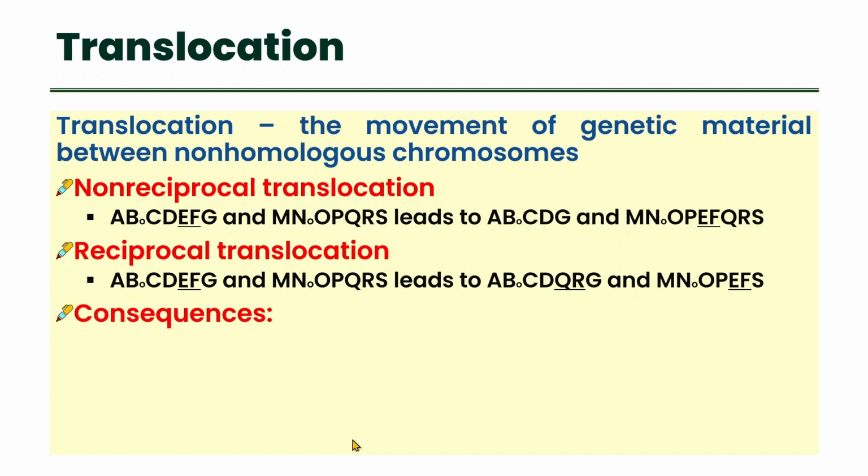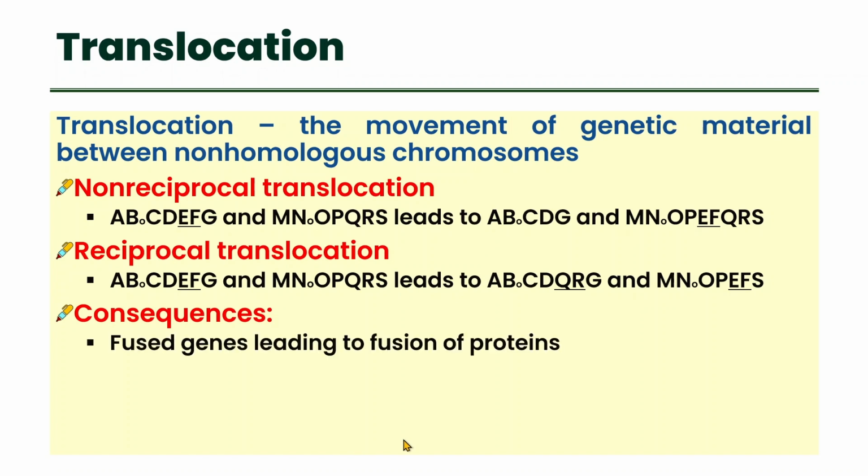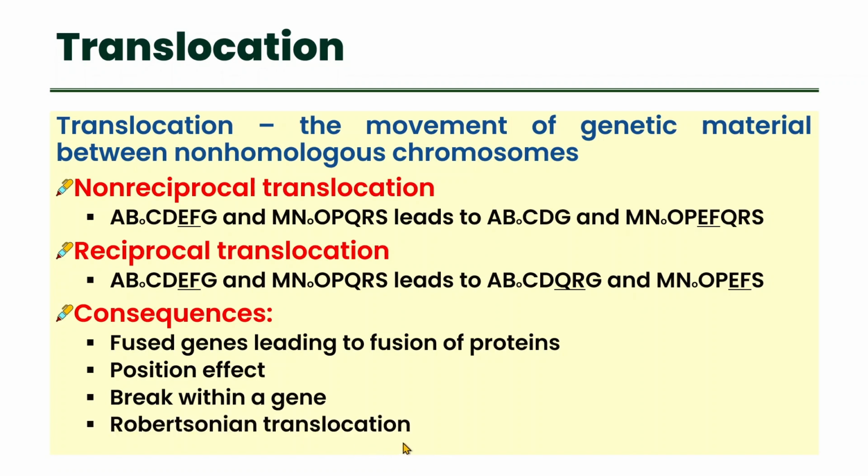These translocations can have several consequences. They may create fused genes that produce fusion proteins. They can cause position effect by altering gene expression, or they might break within a gene, disrupting its function. A special form called a Robertsonian translocation occurs when two acrocentric chromosomes fuse at their centromeres, forming one large chromosome, and often leading to conditions like certain forms of Down syndrome.